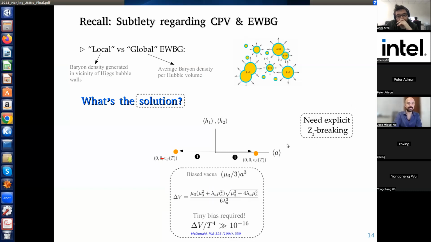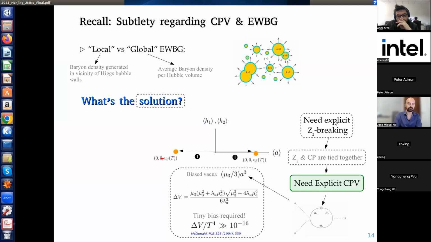So one would need an explicit Z2 breaking along the singlet direction in order to bias one vacuum over the other. And the moment that one has this explicit Z2 breaking, things will work, because the bias that one needs from one vacuum to the other, the difference in the scalar potential between the two, needs to be tiny. Any small bias will do the trick. It has to be like delta V over T to the fourth, which is the relevant scale here, much larger than 10 to the minus 16, which is nothing, really. So almost anything will do.